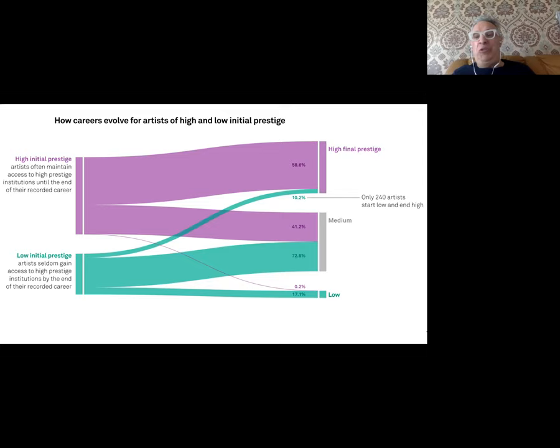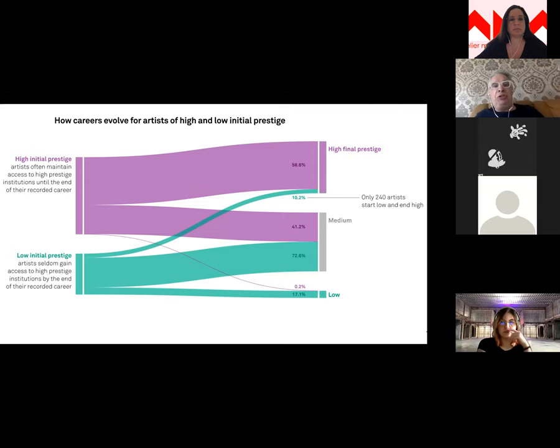And here's what we found. The green corresponds to the artists which we call low prestige, and the pink is the artists which are high prestige. Low prestige means artists seldom gain access to high prestige institutions by the end of their careers.